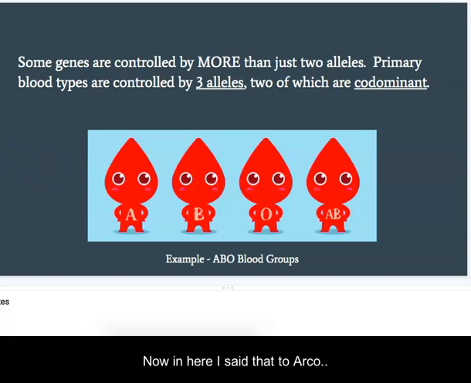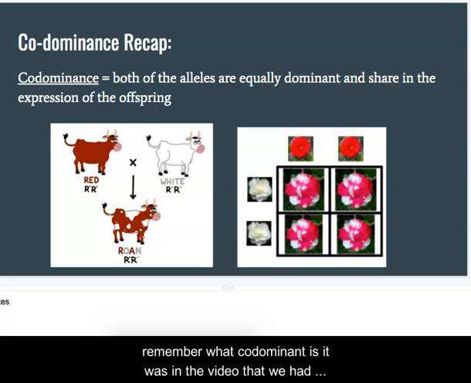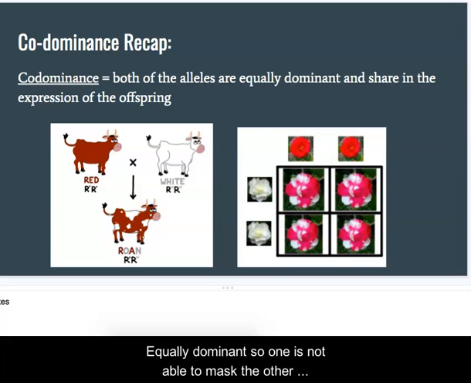Now in here I said that 2 are co-dominant. So I want to take a quick side note and have you guys remember what co-dominant is. It was in the video that we had watched before break, but we haven't taught into it. You don't necessarily have to write this down other than to refresh your brain. Co-dominance, co means together. So that means 2 alleles are equally dominant. One is not able to mask the other. When you put the 2 together, they essentially express together.